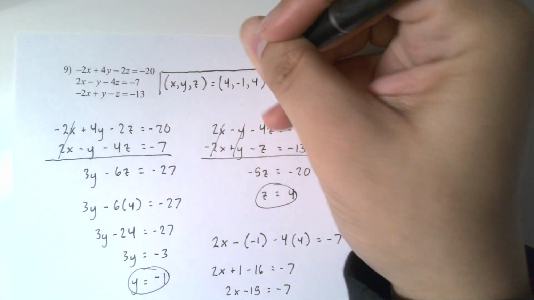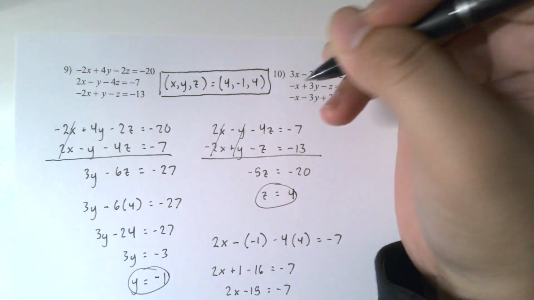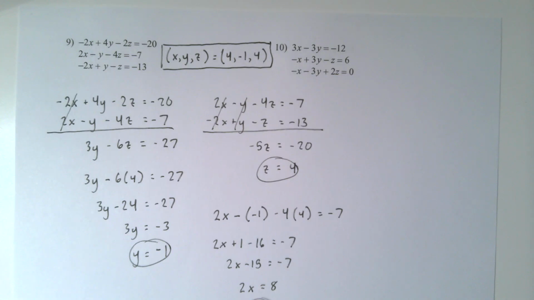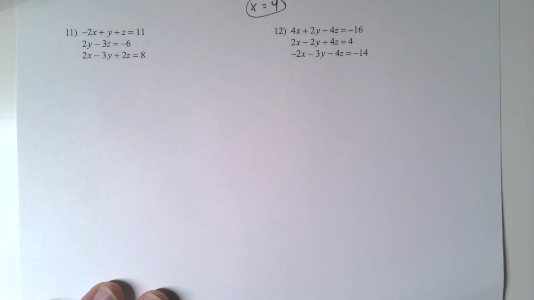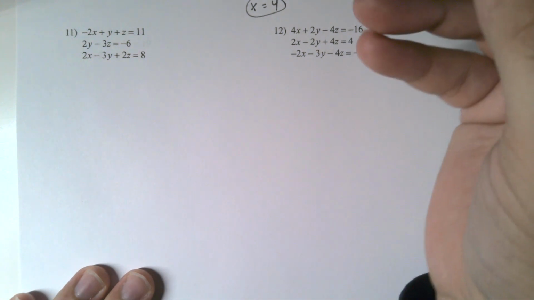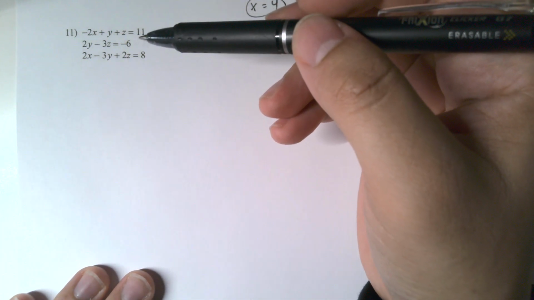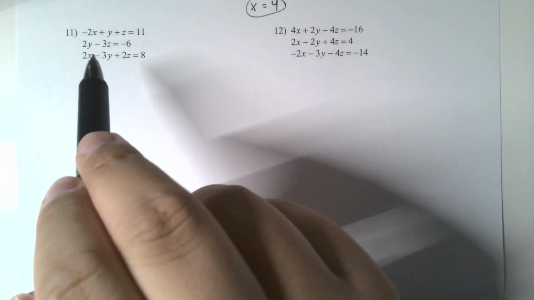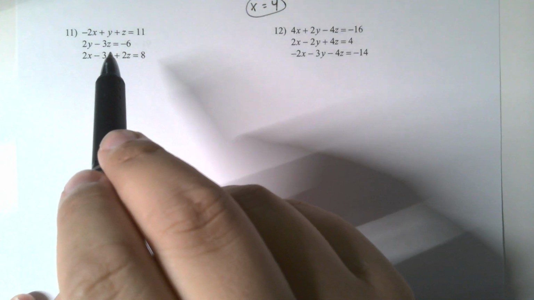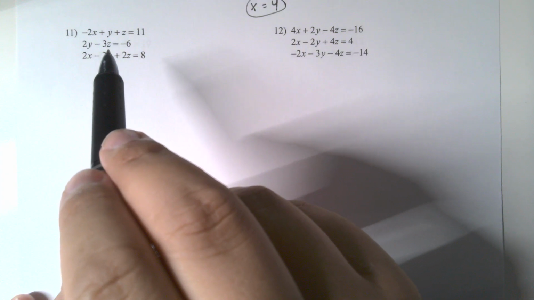And there we go. All right, let's look at number 11. Number 11, let's see what we have here. All right, well first let's notice that this middle equation does not have an x term. And because it doesn't have an x term, hopefully we can eliminate x using the other two equations.